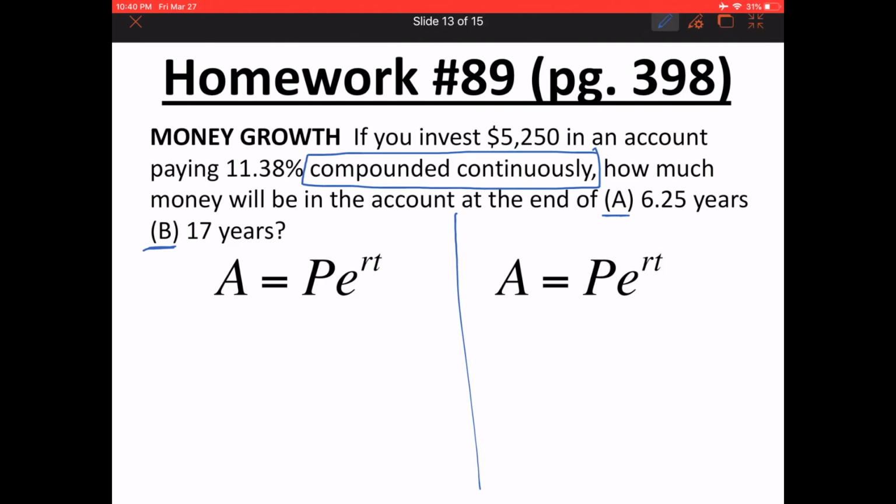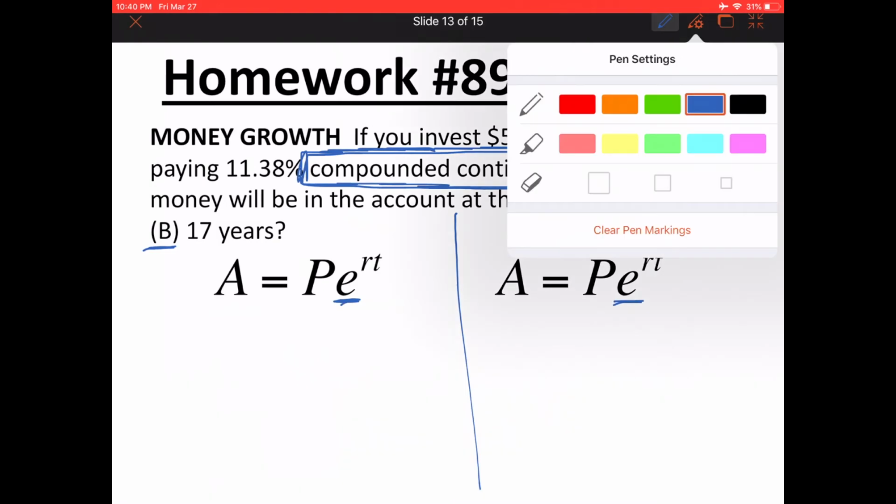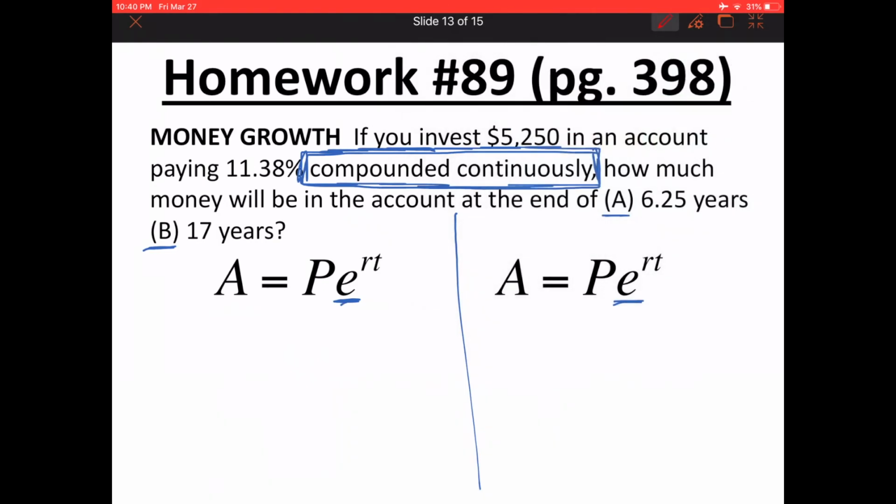Now, in this PowerPoint, it's a little bit easier because I'm telling you what equation to use. On the quiz and test, you'll have to know which equation to use. You will be given a formula sheet, but phrases like this, compounded continuously, that's what's going to be your hint for what equation do I use. If it's compounded continuously, then I want to use that letter E. So let's get started with setting up my equation.